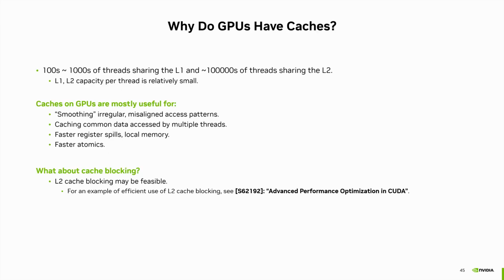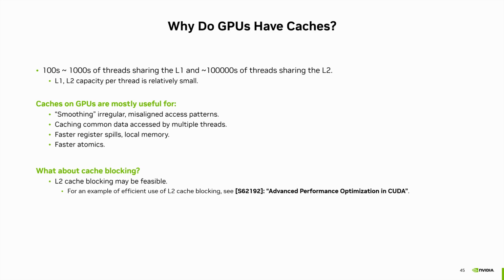Someone might ask, why do GPUs even have caches in the first place? Because if you think about it, you have thousands of threads sharing the L1 and hundreds of thousands of threads sharing the L2. So you end up having maybe a couple of bytes per thread. Caches on GPU are useful mostly for smoothing irregular access patterns. They are useful for caching data that is accessed by multiple threads. They also allow us to get faster access to local memory, and they help us get faster atomics.